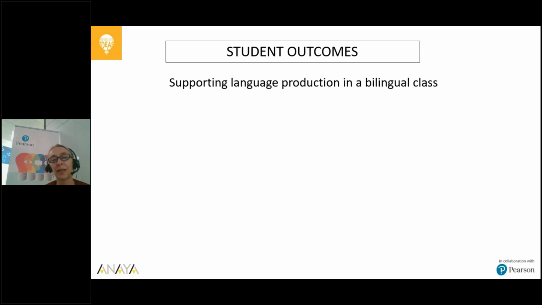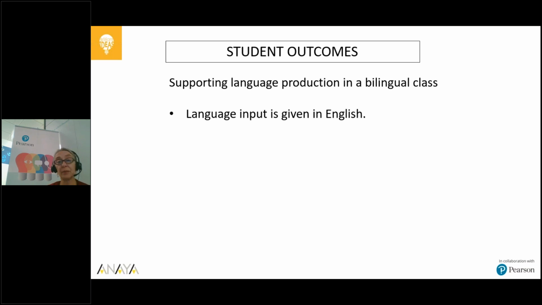Is it happening in L1 in Spanish? Probably it's happening in a mixture. Probably most of the higher order thinking skill activities are happening in L1 at the initial stages. And we need to support the language on the understanding that this is a bilingual class, that two languages exist in this class. All the input needs to be given in English.